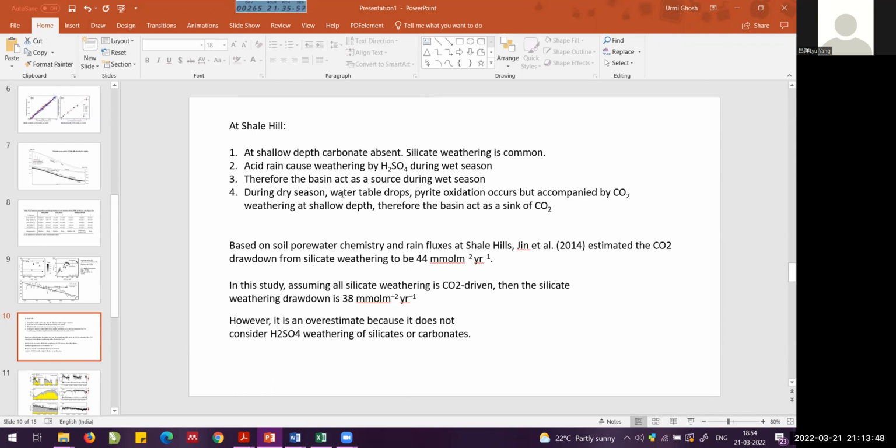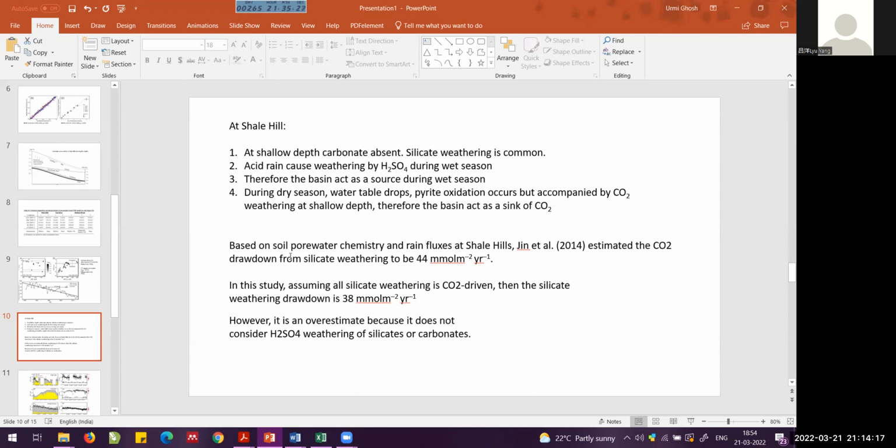Whereas during the dry season, the water table is dropping and only the pyrite oxidation occurs that can supply the H2SO4. However, at a shallow depth, because of the normal water flow, the carbon dioxide weathering of the silicate occurs. So during the dry season, this basin acts as a sink of carbon dioxide. That is, carbon sequestration is actually happening.